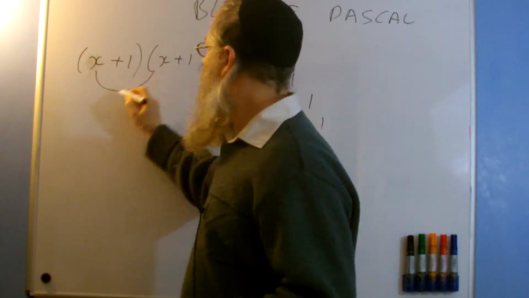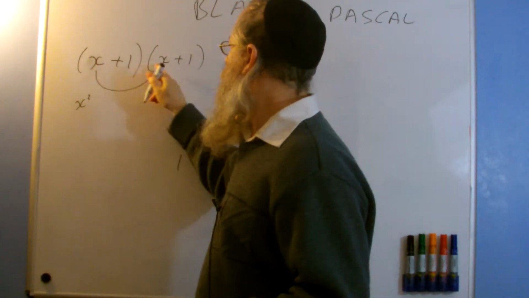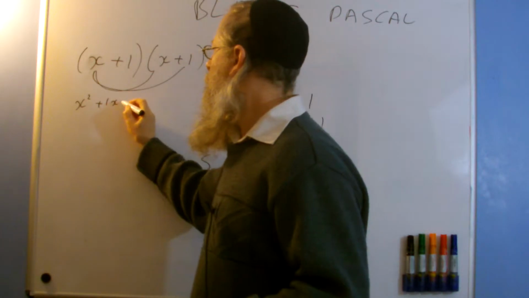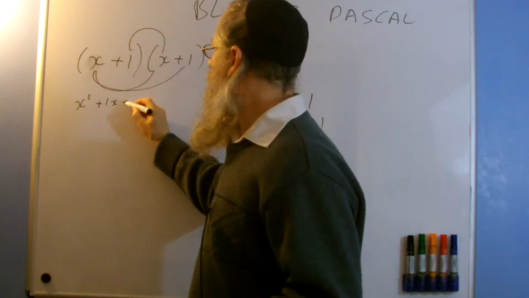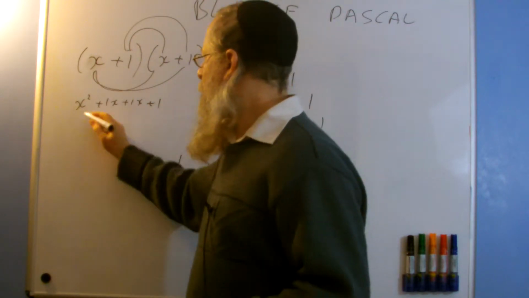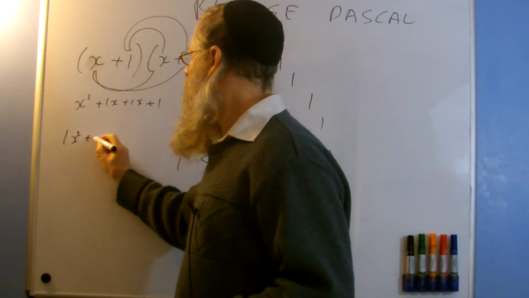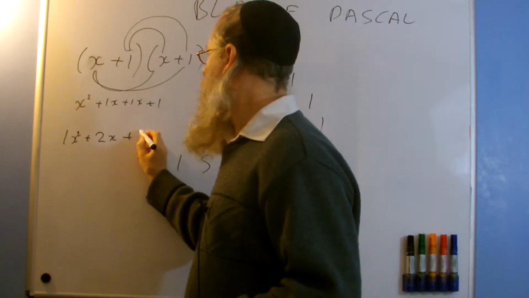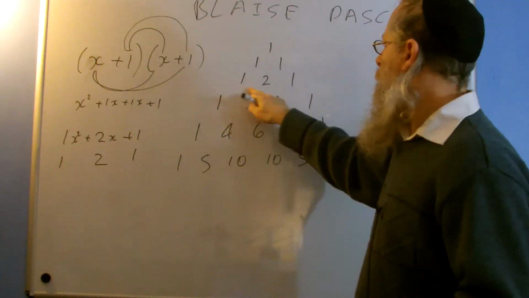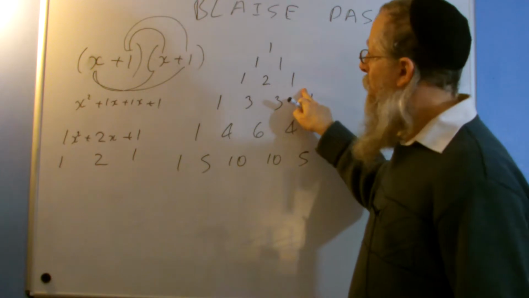So I get x times x is x squared, and I get x times 1, which is just 1x, and I get 1 times x, I get another 1x, and I get 1 times 1, which is just 1. So if I put those all together, I just get 1x squared plus 2x plus 1. And the numbers 1, 2, 1 are the coefficients in the third row of our Pascal's triangle.